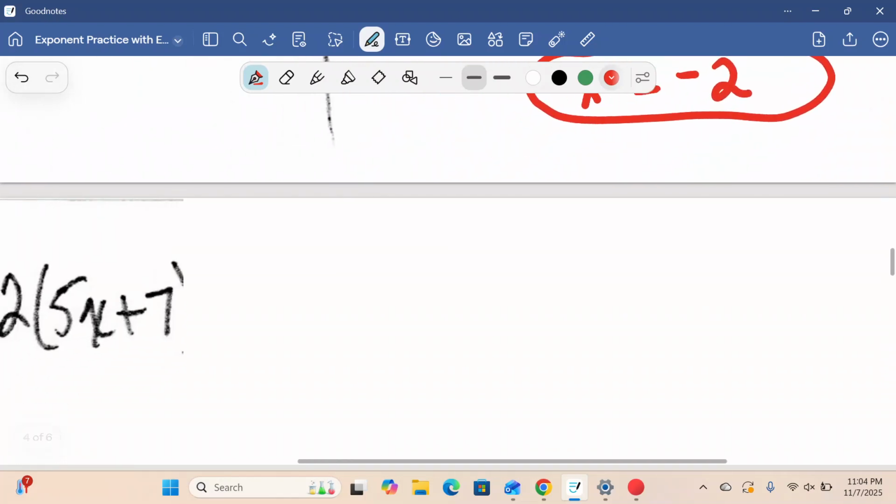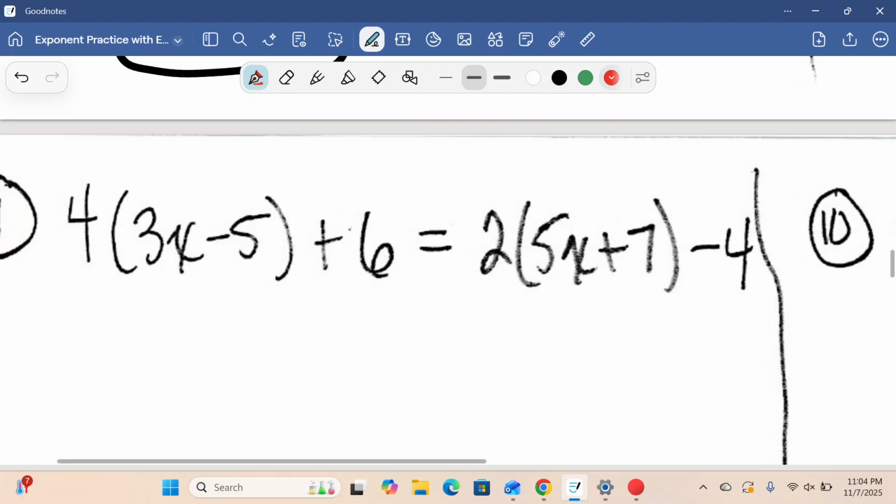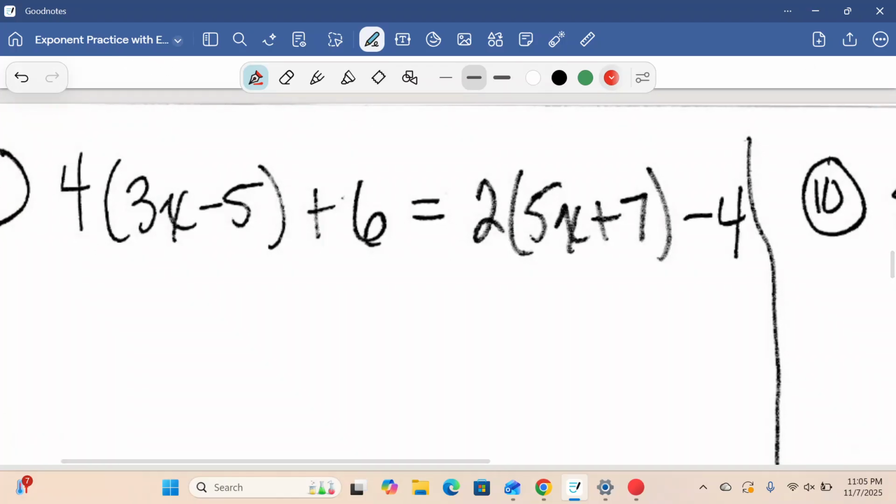Now let's see if we have another one of these. So now we're going to get into a little bit more complicated. Now look at this problem. This is a real good problem. Why? Because we have distributive property on one side, we have distributive property on the other side, and then we got numbers, and then we have combining like terms. So this is going to turn into one of those juicy problems.